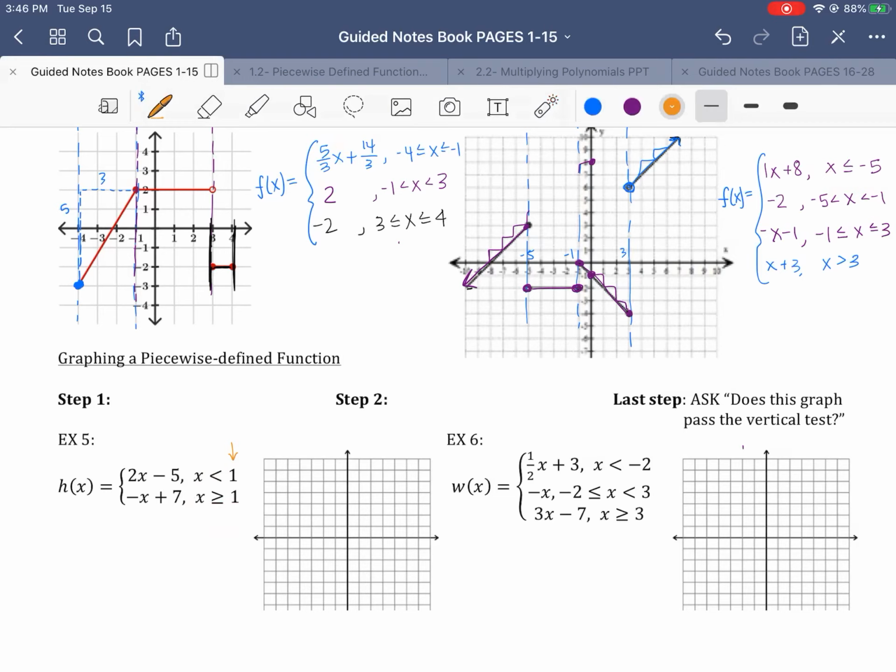So I'm just going to draw this line in. This really has nothing to do with my final graph drawing, but I'm just going to draw a little dashed line. That's my barrier, so one piece can be on the left of it, the other piece has to stay on the right. They can't overlap. Then we can just start to graph.